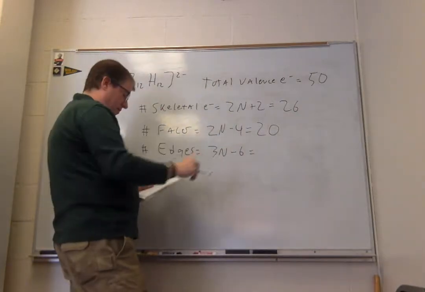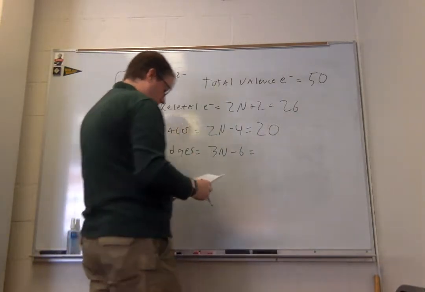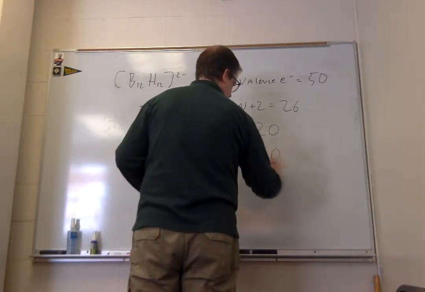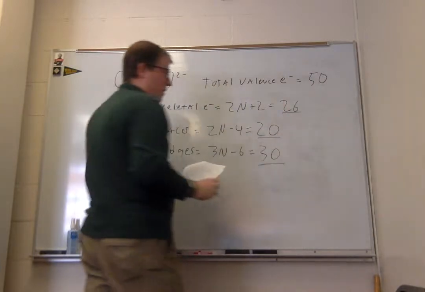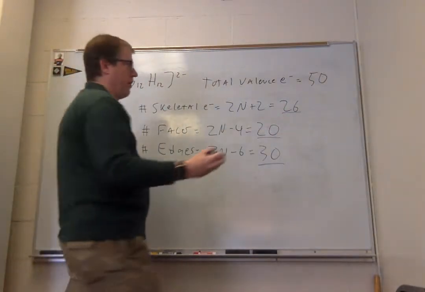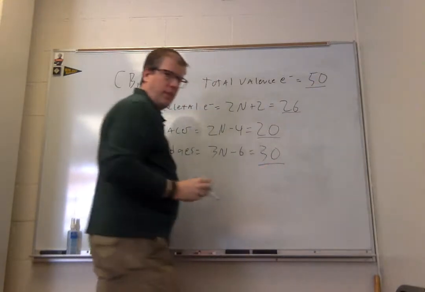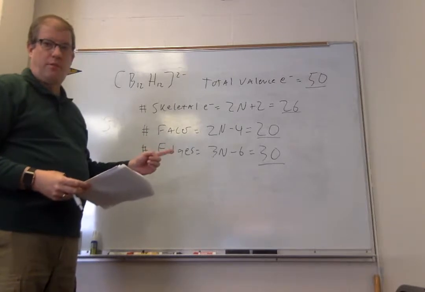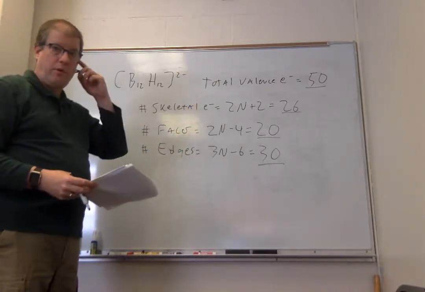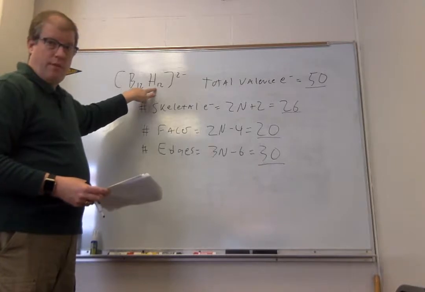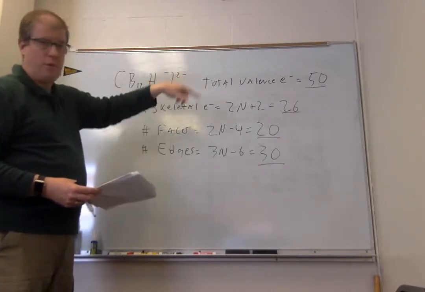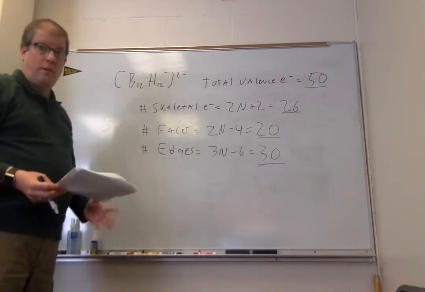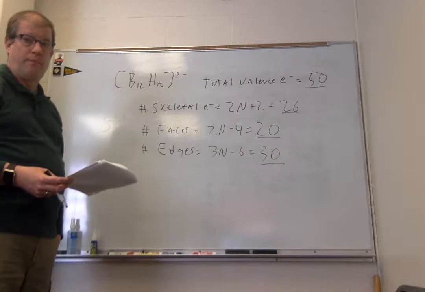So here we're going to have 36 minus 6, 30 edges. So there's 4 things you should be able to calculate. And these are they: the total number of valence electrons, the total number of electrons used for skeletal bonding, either using the formula or determining that there are 12 vertices, that takes 24 electrons, and subtract 24 from 50, the number of faces, and the number of edges. So these are things that you need to know, especially for exam 2.